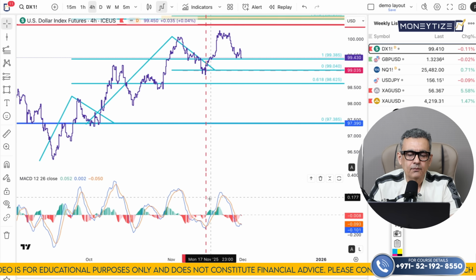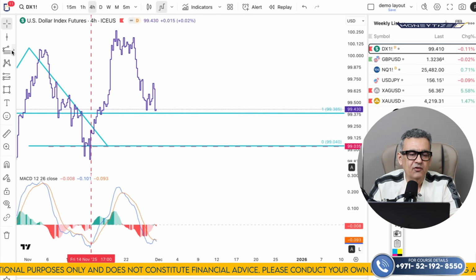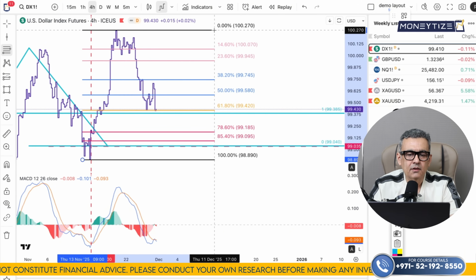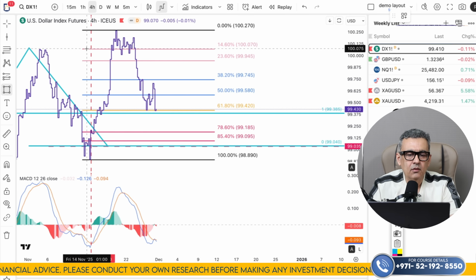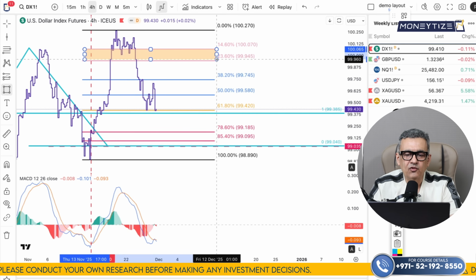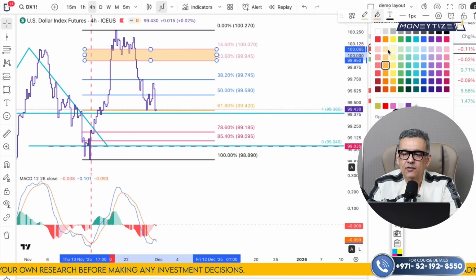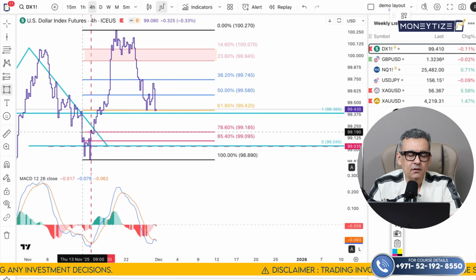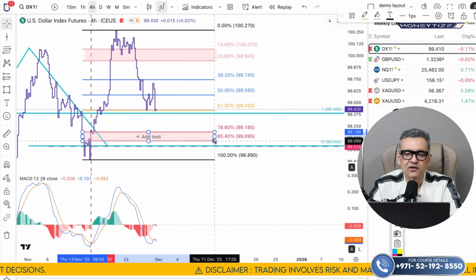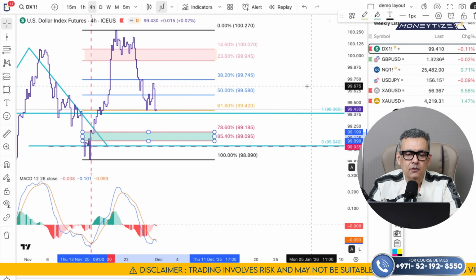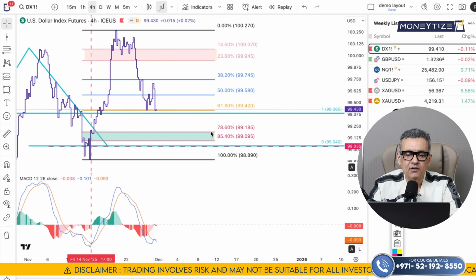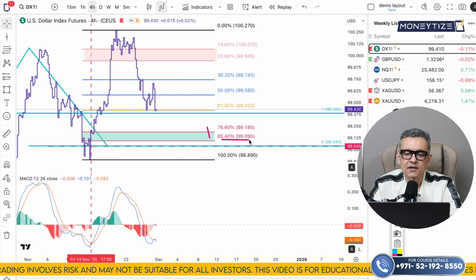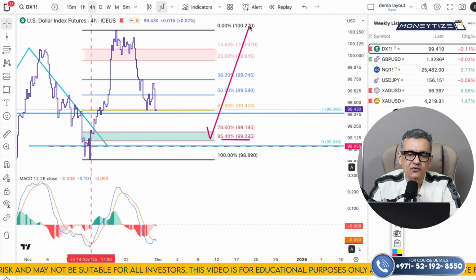So, continuation lower. We can also apply the fib retracement only on the last leg up, starting from the lowest to the highest. It has definitely fallen below the important level of 14.5 to 23.5. So this is going to act as our nearest zone of resistance. And the major support zone falls between 78.6 to 85.4. Number one, I need to see this level broken by the sellers. Until it remains above 99.09, we can expect a bounce higher.